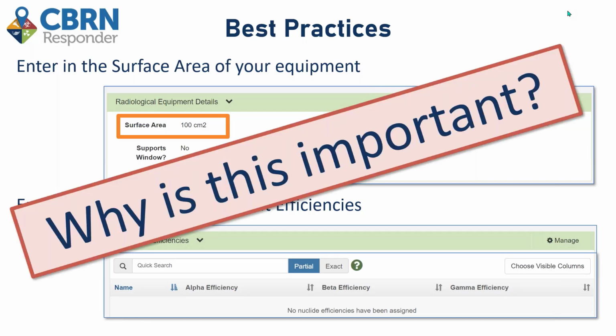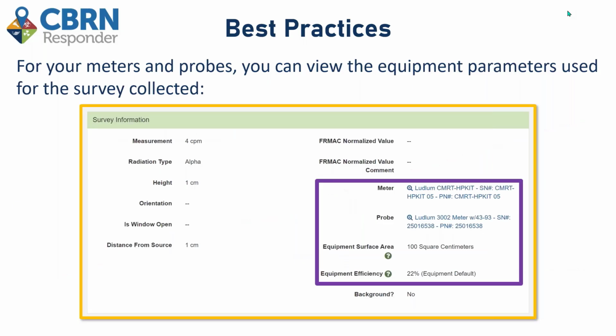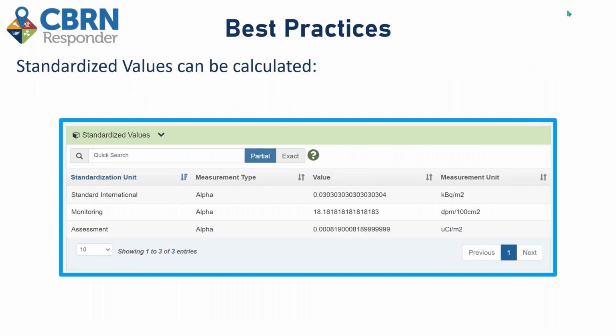What this essentially does and why it's important is that you're able to then view the equipment, the meters and probes and the associated surface areas and efficiency associated with that equipment item. So you can see that here, this alpha measurement, I can see the surface area and efficiencies that were added for my equipment item. And then this allows for standardized values to be calculated for your data points.